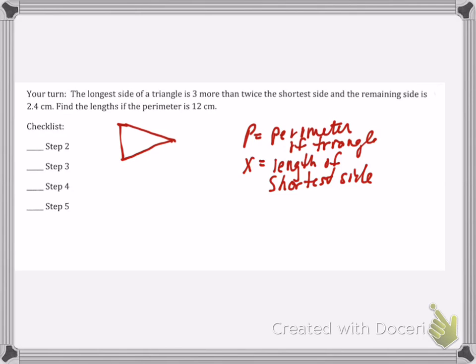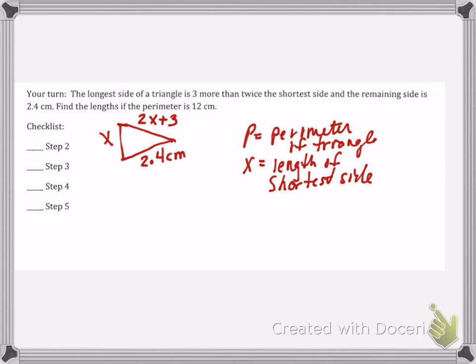So if we're setting up our picture, we have x as the short side, and then it says the longest side of the triangle is 3 more than twice the shortest side. So that would be twice the x plus 3, 3 more than twice the shortest side. And the remaining side is 2.4. So we can just put the number 2.4 centimeters on that remaining side.